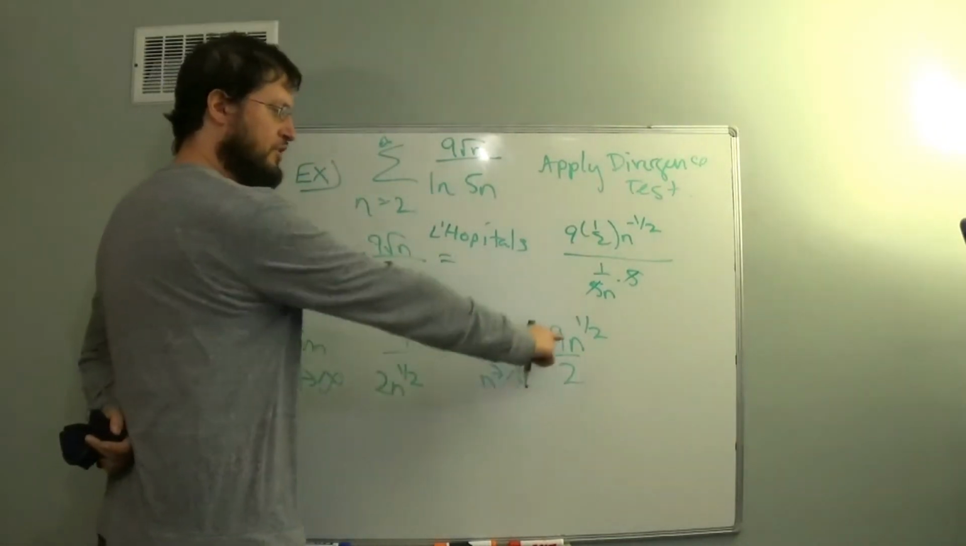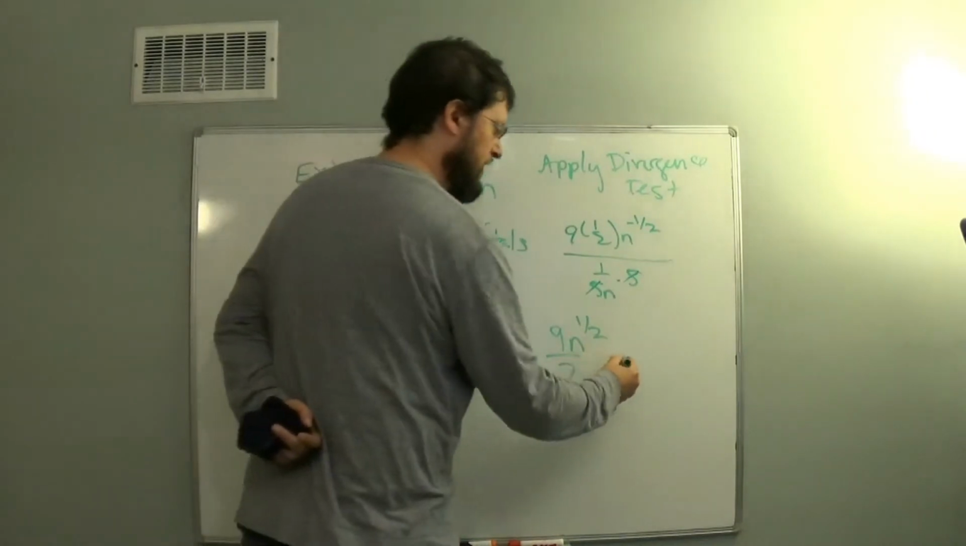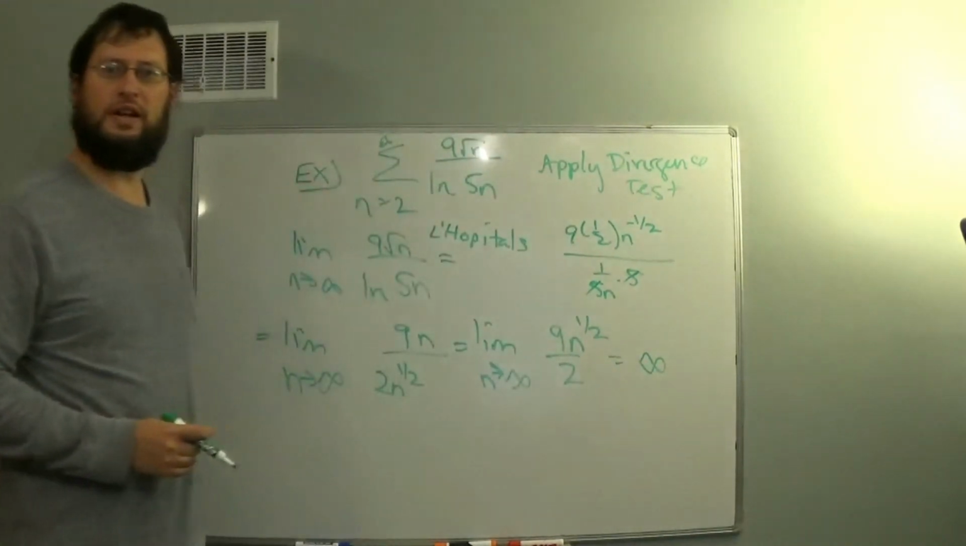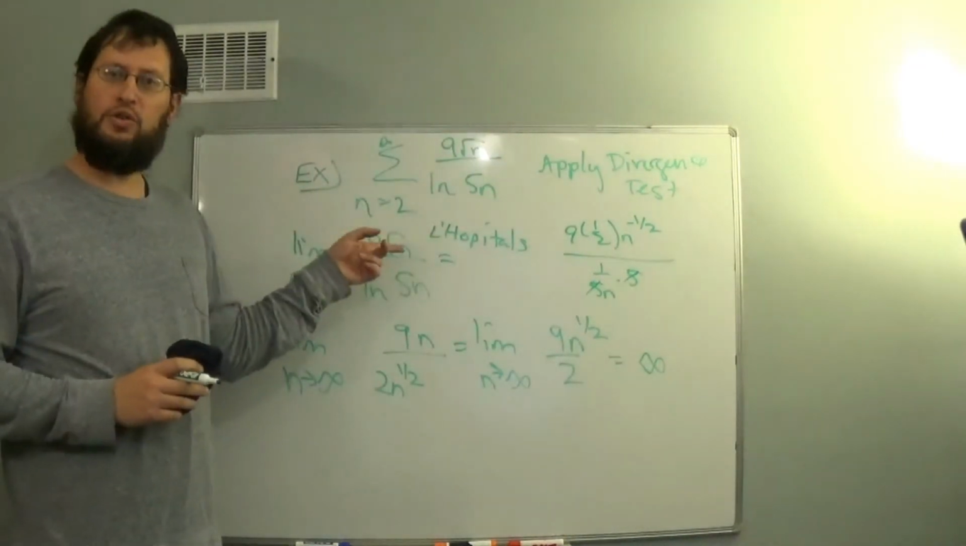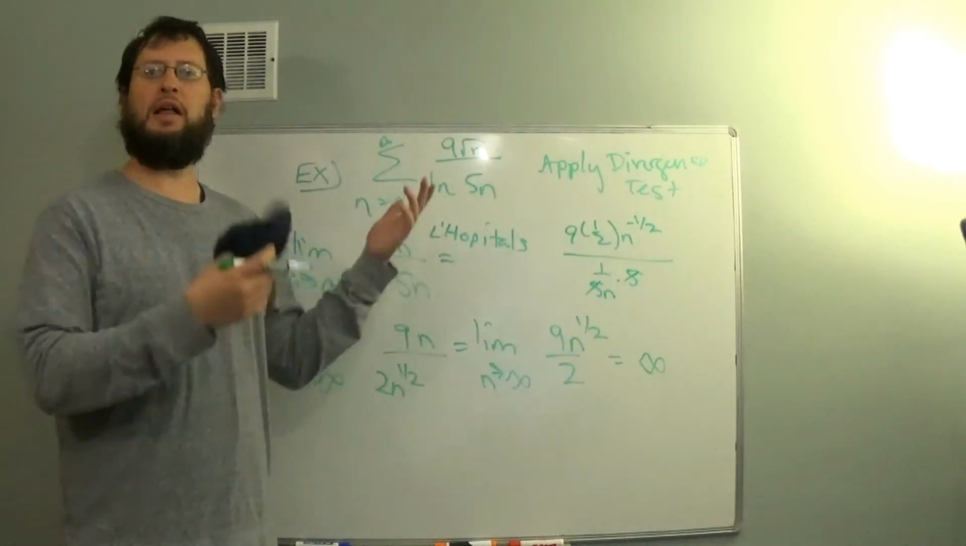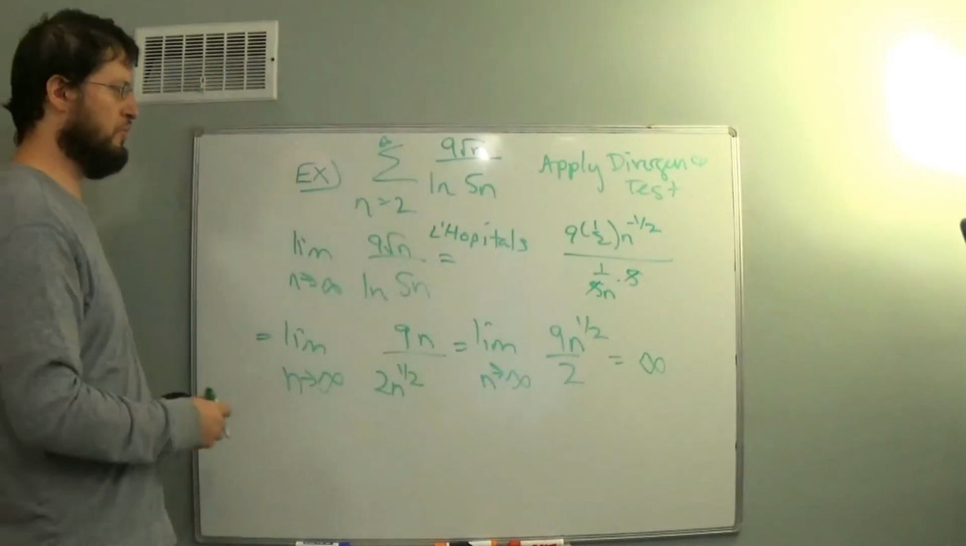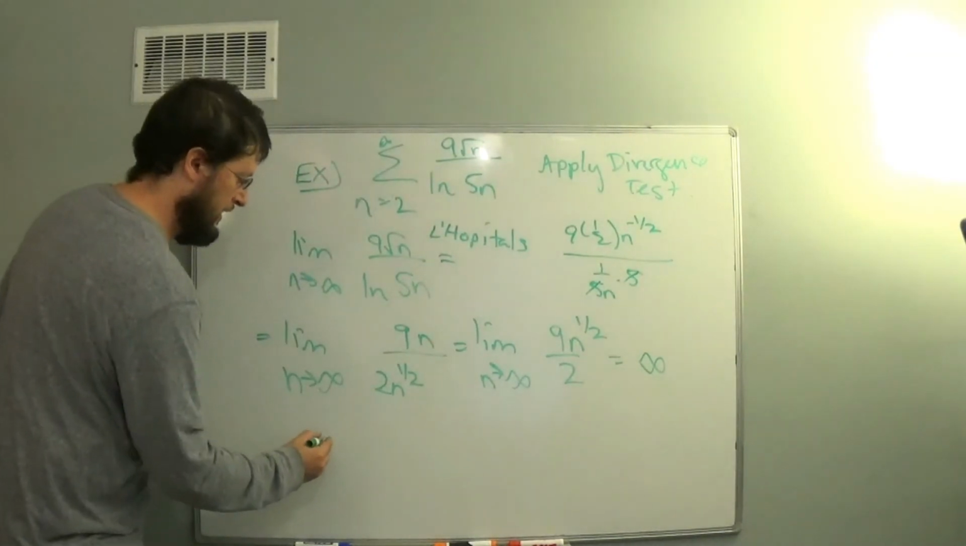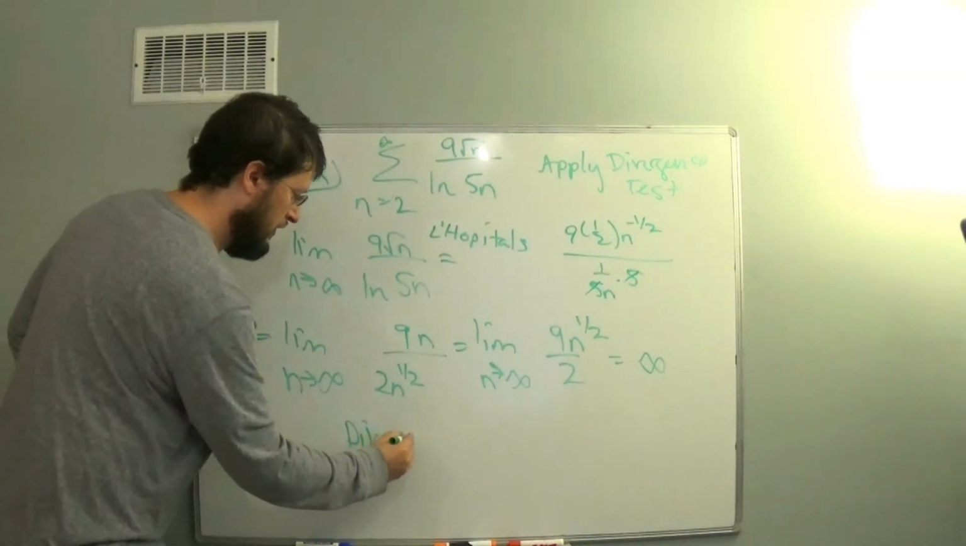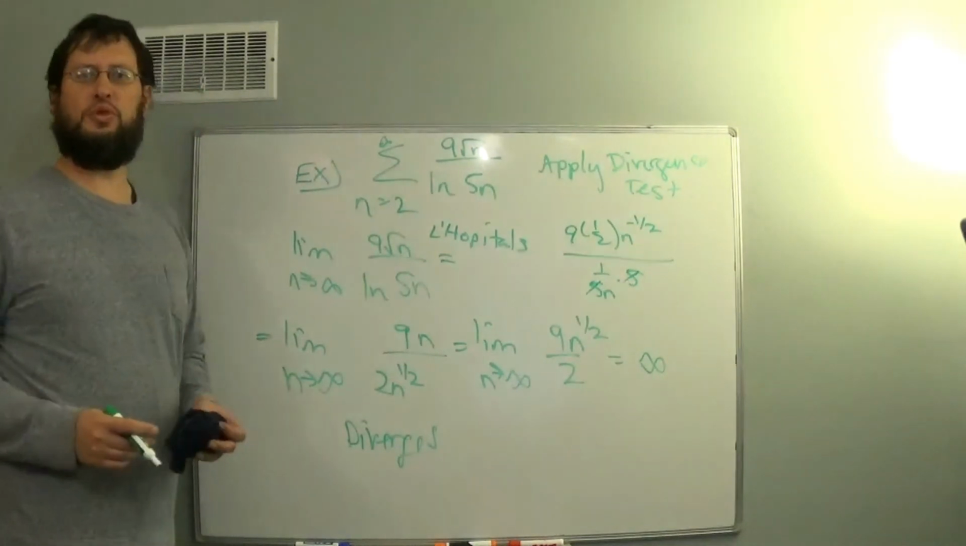What is the limit? That's a square root. Square root still goes to infinity. So this still goes to infinity. So in fact, a radical of a polynomial still dominates a logarithm as well. So this tells me that the series diverges because the terms do not go to 0.